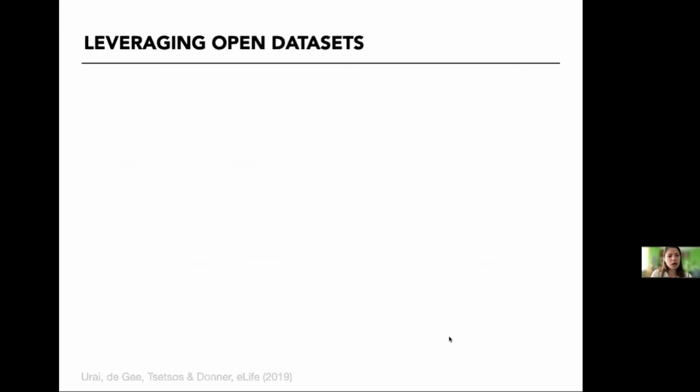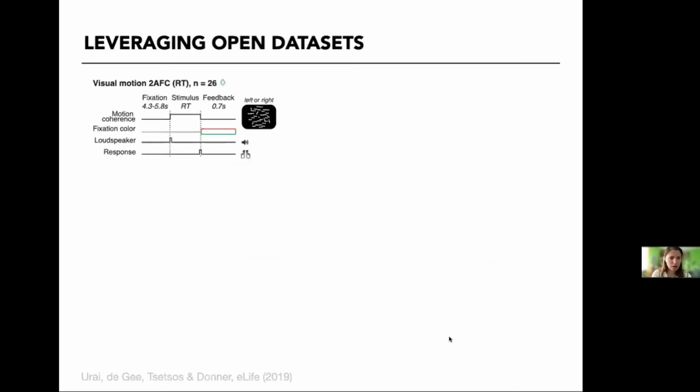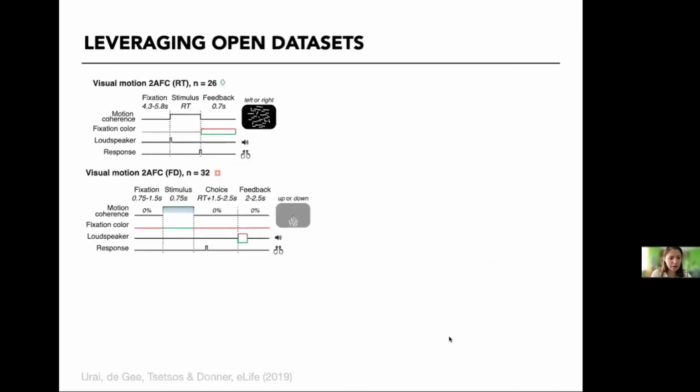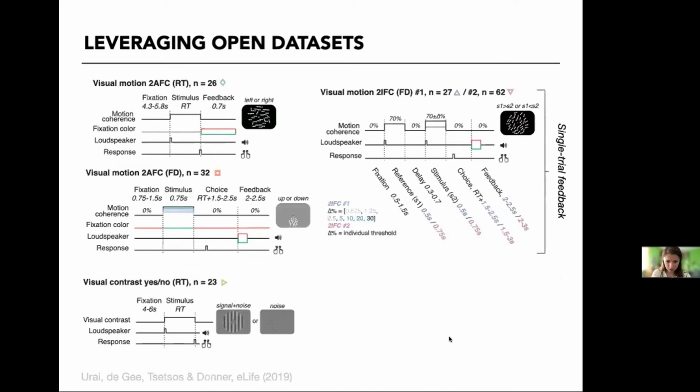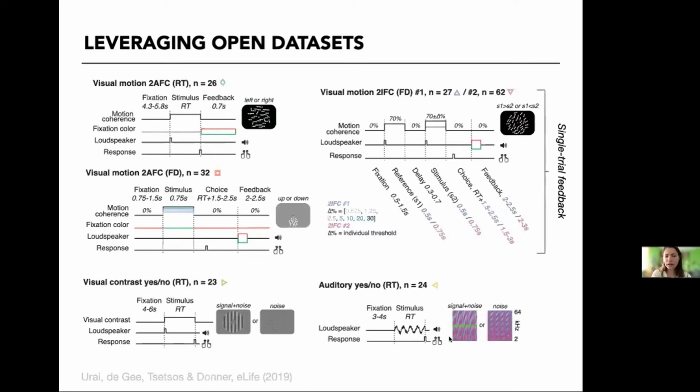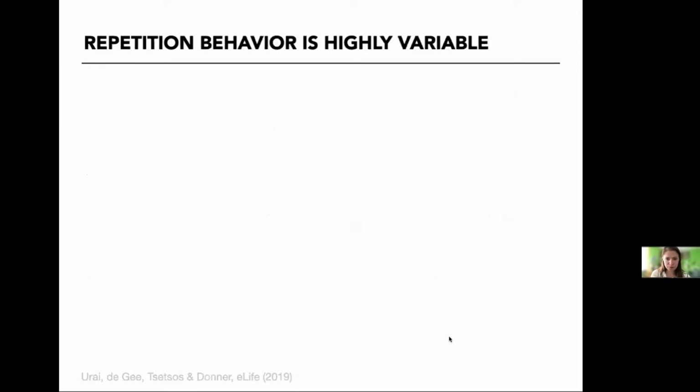So I wanted to test this question using a number of different data sets, all perceptual decision making. I'm not going to go through the details. You can look it up in this paper if you want, but there were six of them. They had visual and auditory data sets. Some had feedback, some didn't have feedback, all different types of stimuli that I combined so that I had a nice big data set of almost 200 observers.